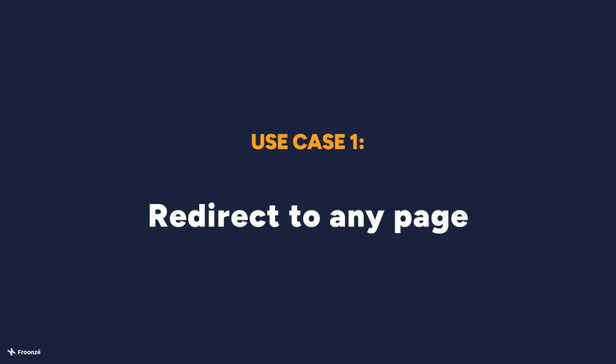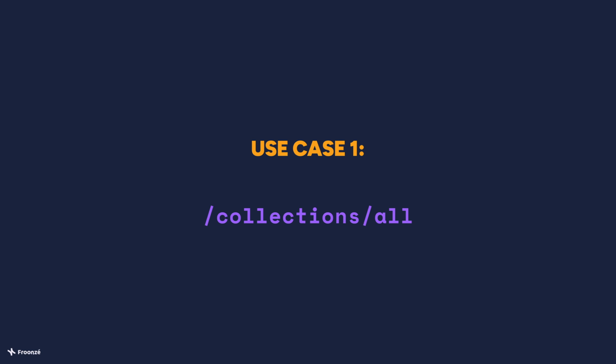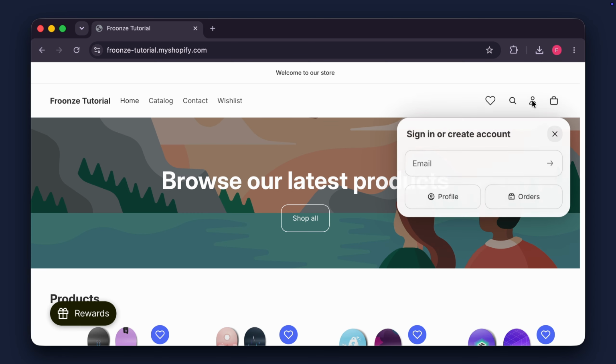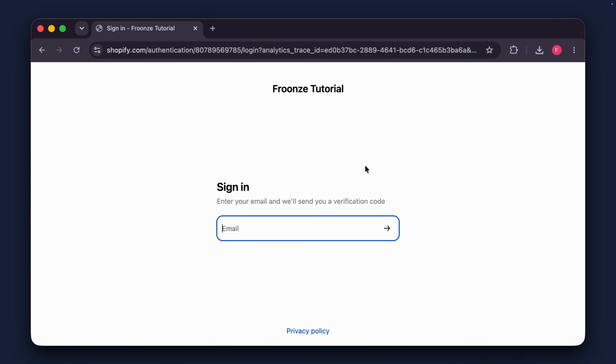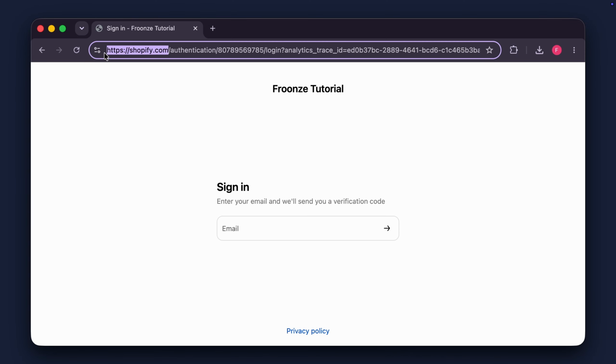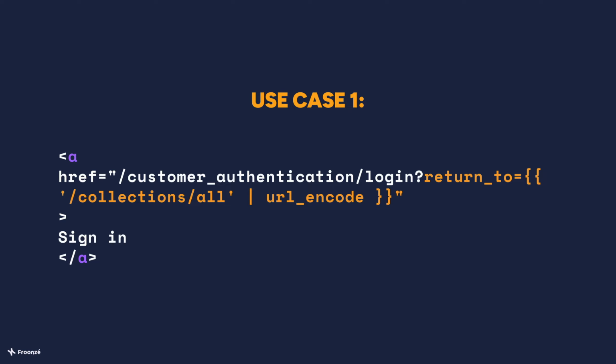Let's start with the simplest setup, sending every customer to one specific page after sign-in. In this example, I'll send everyone to the All Products collection. Here's the key concept. With customer accounts, the sign-in page isn't in your theme. It's hosted by Shopify, so we can't edit a login form directly. Instead, we set the redirect on the sign-in link itself by adding a return_to attribute to the URL.